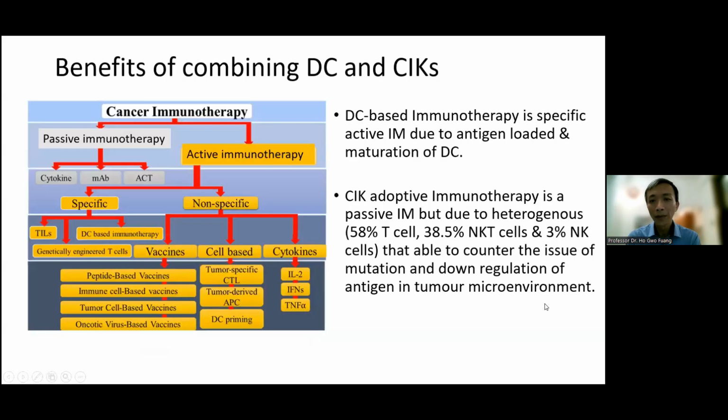The dendritic cell based immunotherapy is a specific active immunotherapy, because it's a kind of vaccine. With dendritic cell based immunotherapy, you can target a certain type of cells by how you mature the dendritic cells. The cytokine-induced adaptive immunotherapy is a kind of passive immunotherapy, but because of its heterogeneous cell population, 58% T cells, 38% NK T cells, and 3% NK cells, they can counter the issue of mutation and downregulation of antigen in the tumor microenvironment.